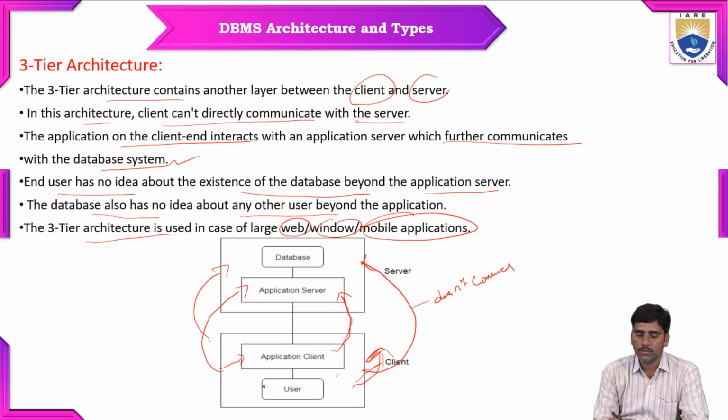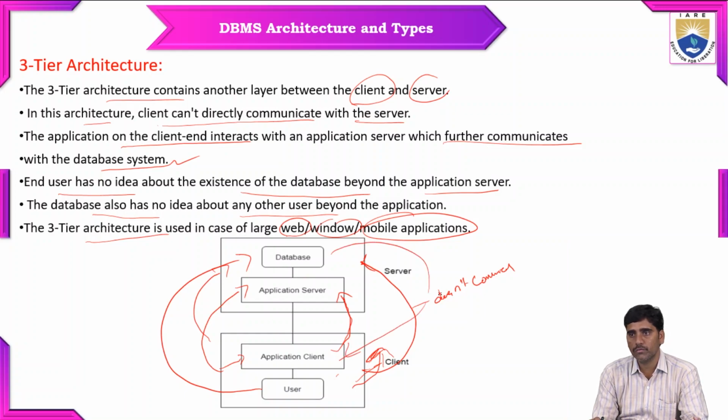Here the user doesn't know who will be interacting with the database, and the database also doesn't know who will be interacting with the client side, who will be interacting with the application client. So that is about the three-tier architecture, which contains the interaction of the database to the user. This is what we have about the architecture and the types.